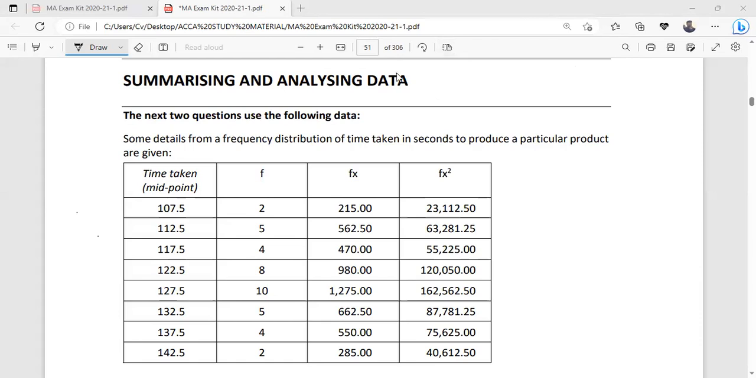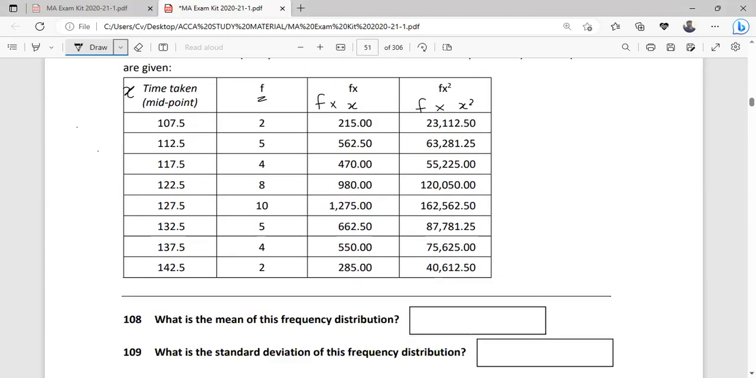Time taken is the midpoint, f, fx, and fx square. This is basically x. F is frequency. Fx means f multiplied with x, and fx square means f multiplied with x square. So first you take the square of this x and then it is multiplied by f. What is the mean of this frequency distribution?